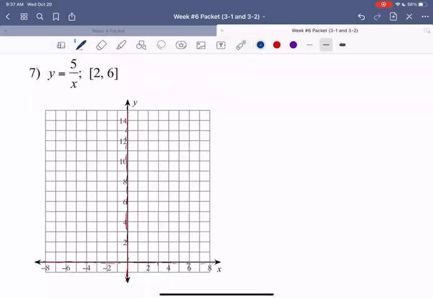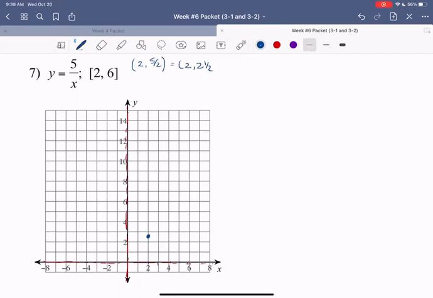So let's plot those points. When x is 2, y is 5 over 2, which would be 2 and a half. We go to 2 and we plot 2 and a half. So we can do this with 3, 4, 5, and 6 to plot those points.